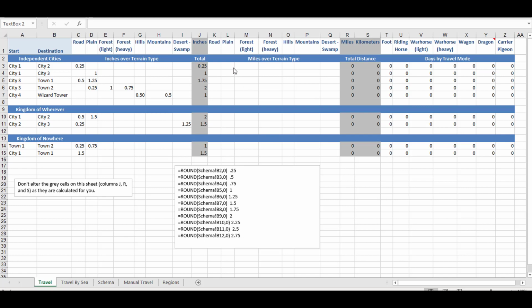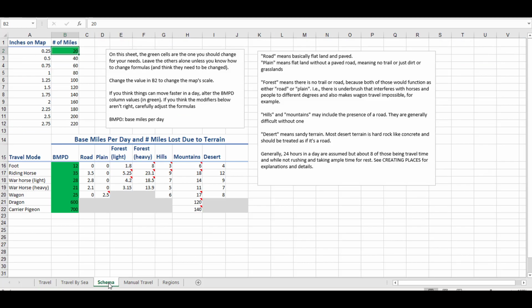Okay, it's time to focus on the next section of this, which is basically this area here. We want to fill out all of this. Now I've added something on the bottom here, and this is the formulas that we want to use. What this is saying is take the schema sheet, B2, and we're going to use that formula in this area. I'll show you what I mean in a second, but if you remember, schema sheet B2 is 0.25 inches. So for example, if I go to the schema sheet, here is B2. It corresponds to 20 miles.